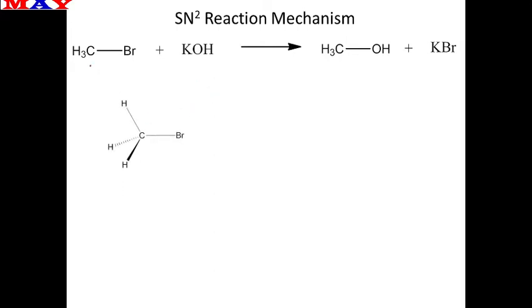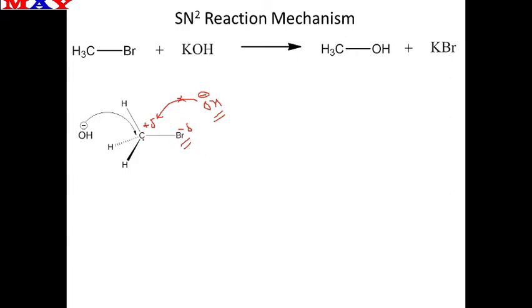Mechanism-wise, we write the details of CH3Br and the attack of OH is shown from the backside. This carbon has partial positive charge, bromine has partial negative charge. If we bring OH minus from the front side to attack on carbon, this attack is hindered by repulsion between the negative charge of bromine and negative charge of OH minus.